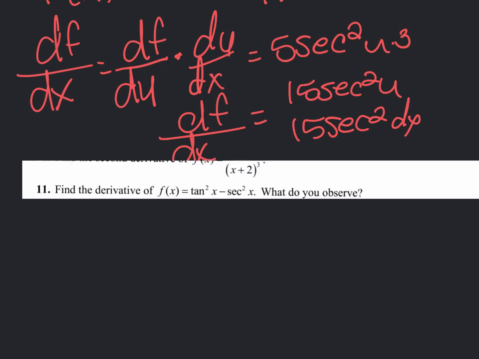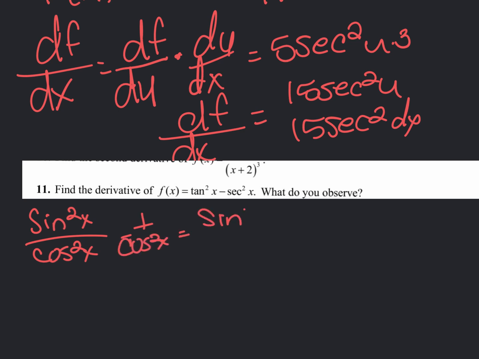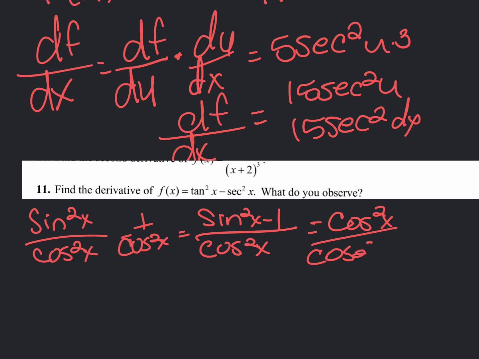Then we're going to do problem 11, find the derivative of f of x equals tan squared x minus secant squared x. This is also from lesson 10. So sine squared x over cosine squared x minus 1 over cosine squared x equals sine squared x minus 1 over cosine squared x, which equals cosine squared x over cosine squared x.